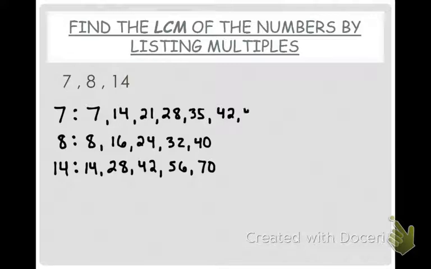Next one, Emma? 56. Alex? We're adding 7 more to 56. Okay, very good. 63. And what's the last one, guys? 70. As you're looking at all those numbers right now, can you see something that all 3 of those numbers have in common? Any multiples they all have in common?